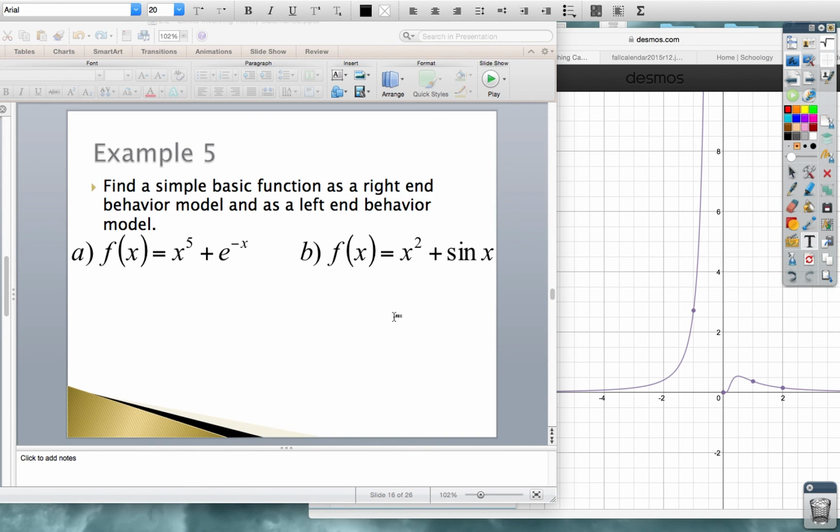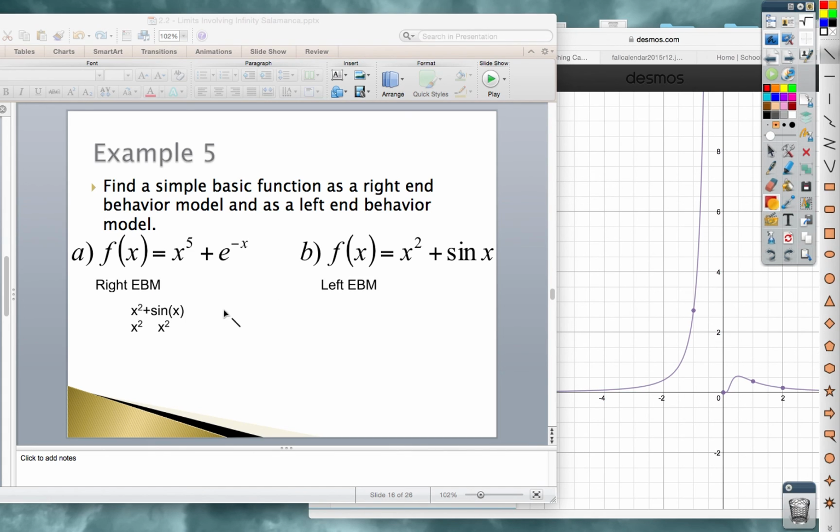So I'm going to quickly go through part B, only because you're not going to see this too often. I just want to make sure you're exposed to it. So we have our right-end behavior model and our left. When we do it for x squared plus sine x, again, when we're looking for our right-end behavior model, we're going to divide by the left side. So divided by the x terms, so x squared and x squared. Divide those two values.